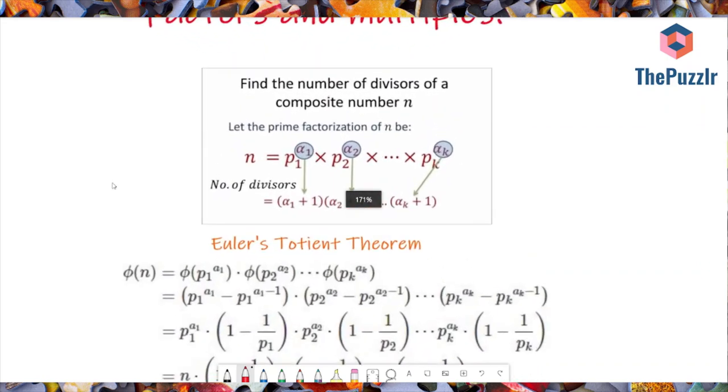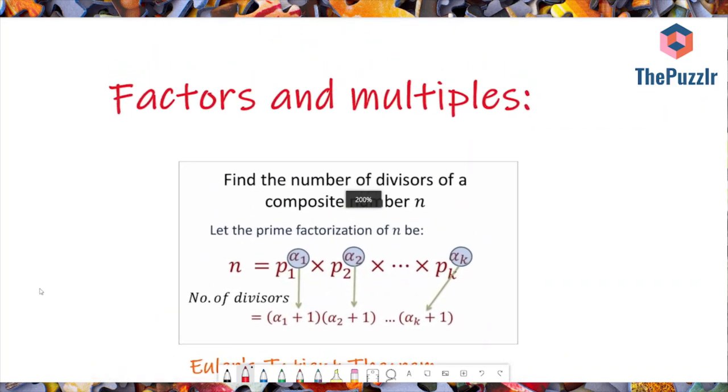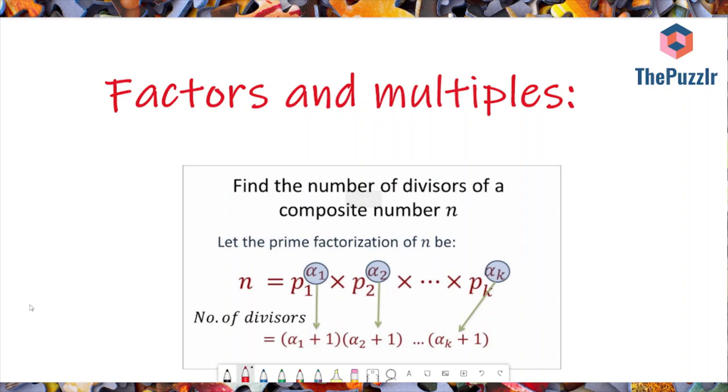To find the number of divisors of a composite number n, you take the prime factorization of that number. So let's say the prime factorization of n is p1 to the power of a1 times p2 to the power of a2 and so on, where p1, p2, all the way to pk are all different prime numbers and the a's just represent their powers. So the number of divisors of n is equal to (a1 plus 1) times (a2 plus 1) all the way to (ak plus 1). You just add 1 to all the exponents and multiply.